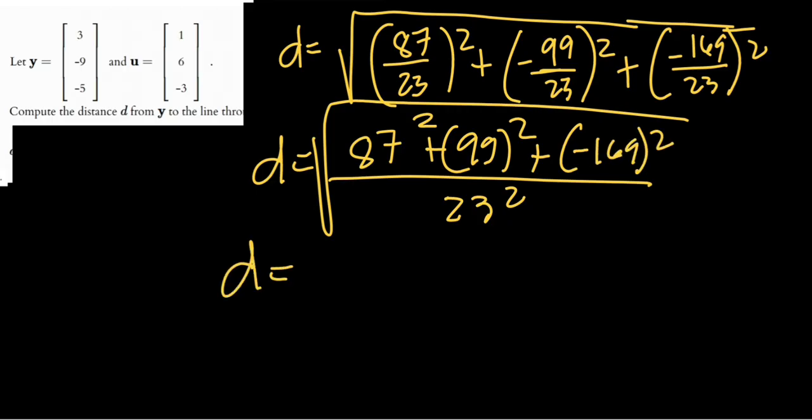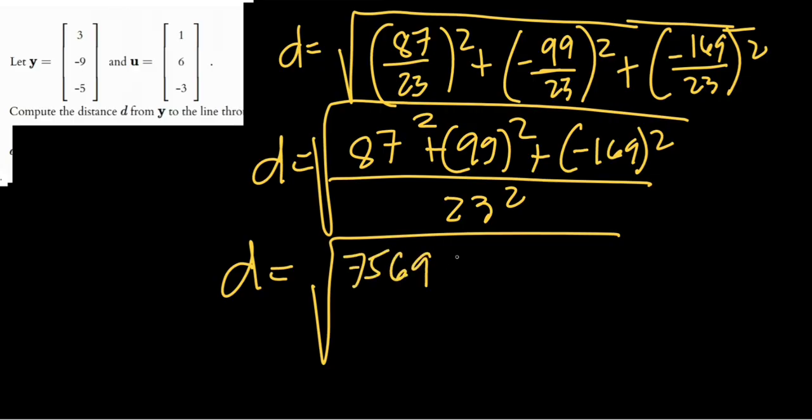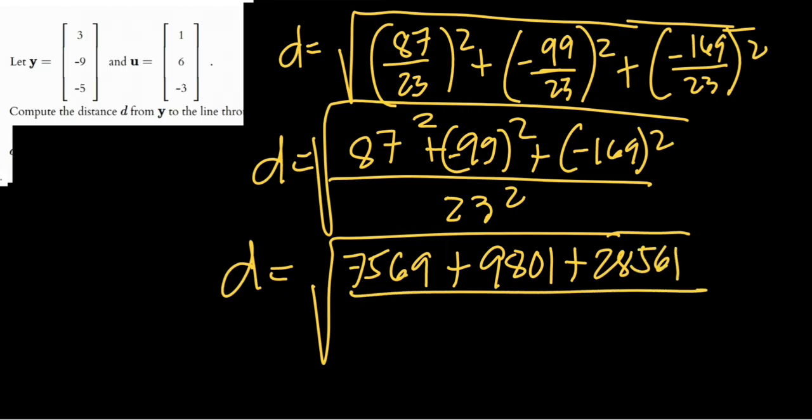So the distance is, what is that? 87 squared is 7,569. Then negative 99 squared is 9,801. Then negative 169 squared is 28,561. Can you check on your calculator? 23 squared: 3 times 3 is 9, 3 times 2 is 6, it is 529.